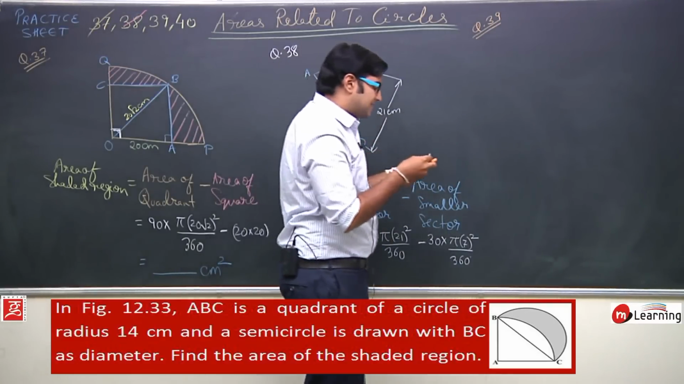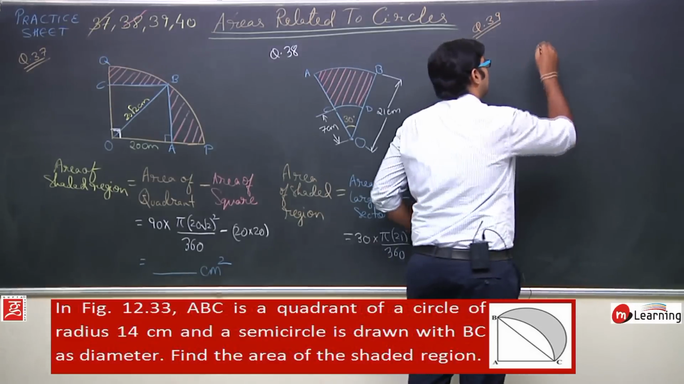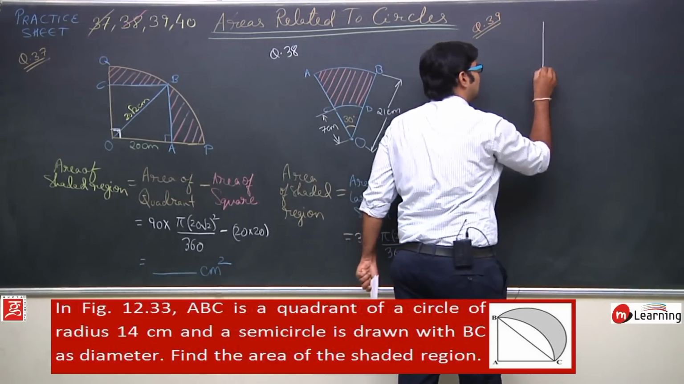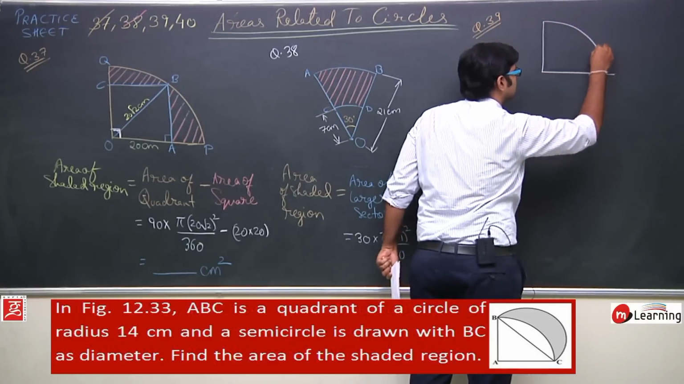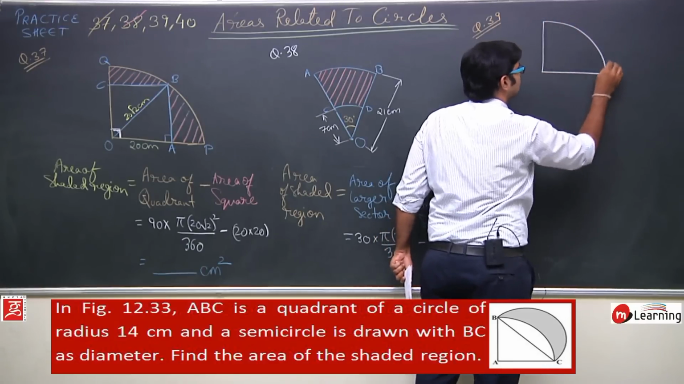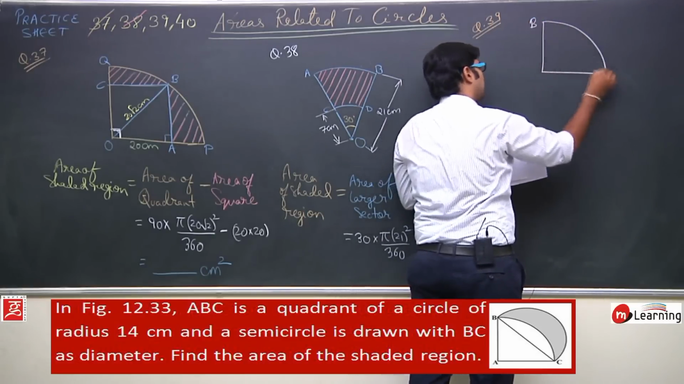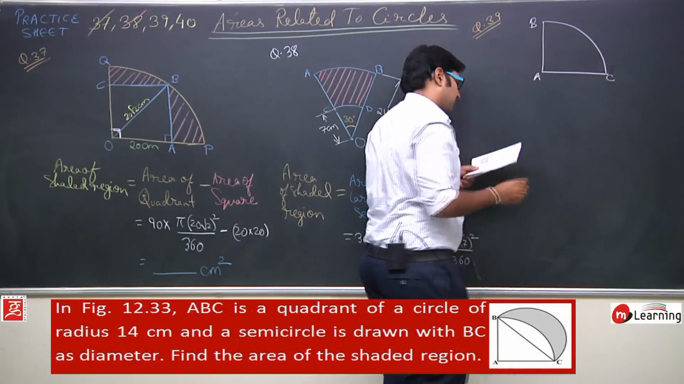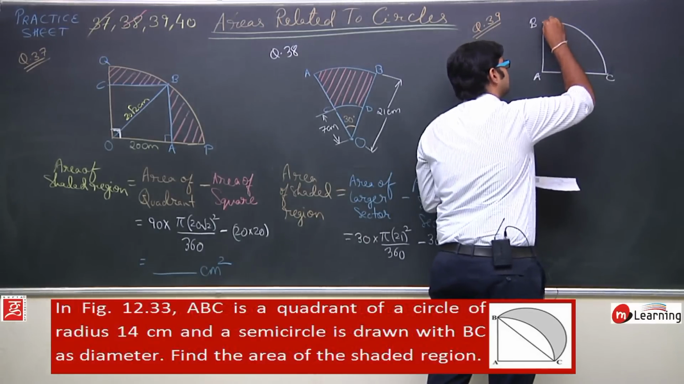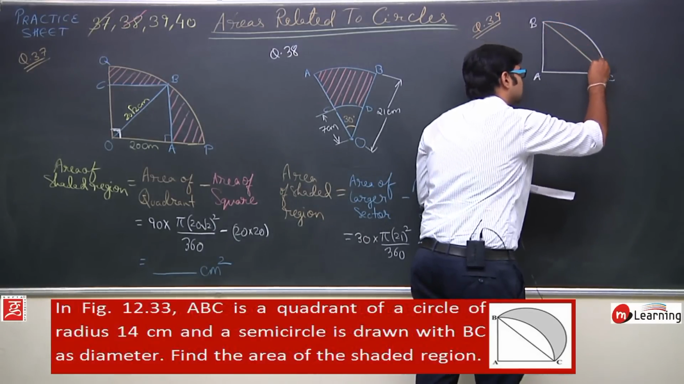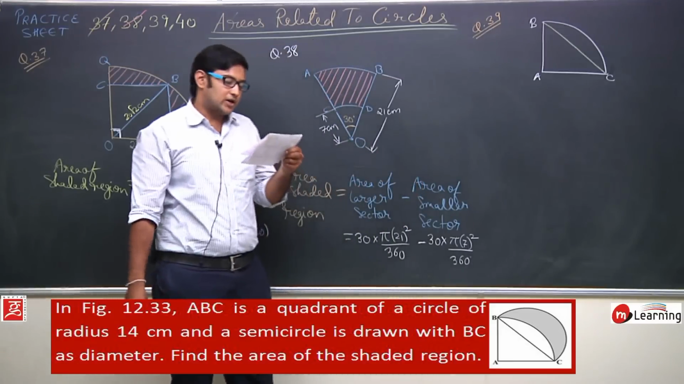First it says that ABC is a quadrant. So let us first draw a quadrant. The quadrant is something like this. This is point B, this is point C and this is point A. And we have joined BC also. So we have this quadrant.